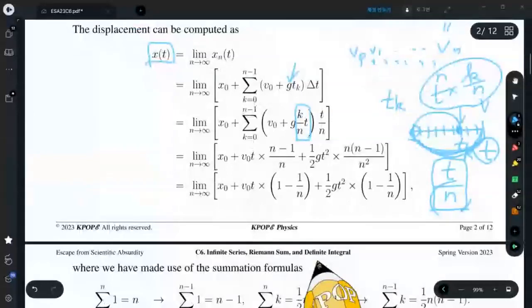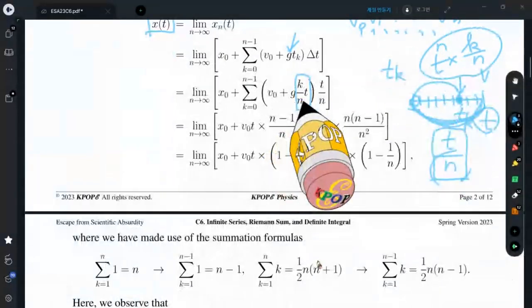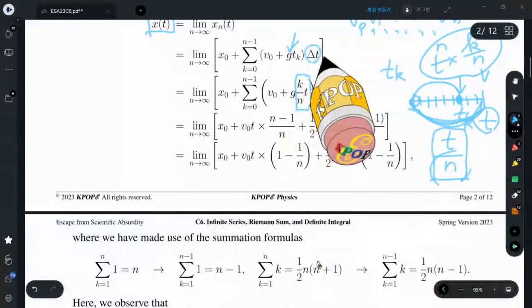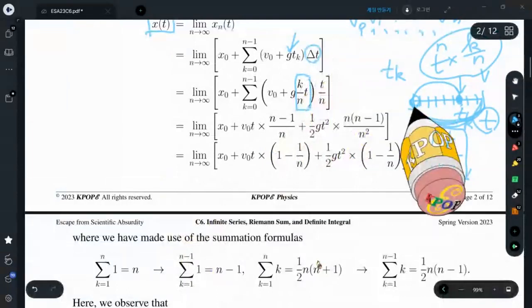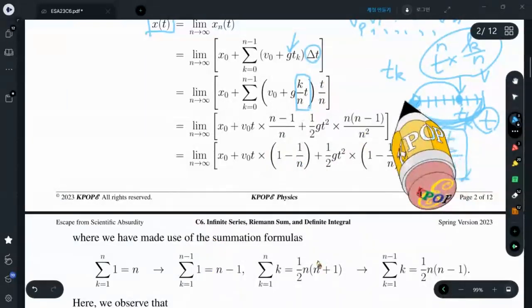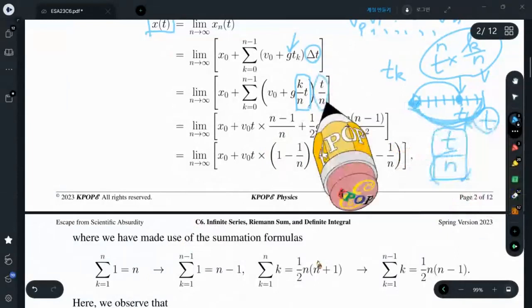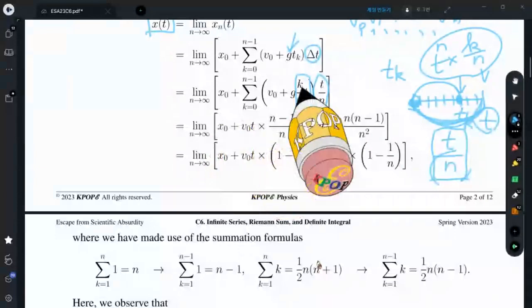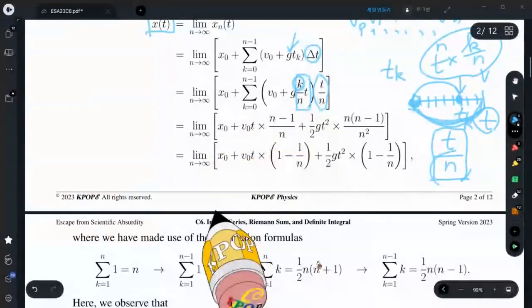So velocity is increasing as time goes by, and then we rewrite this one. This delta t is just the gap, this small interval, tiny interval, that is t divided by n. Okay, so we have found that there is a k dependence. The k dependence can be summed.